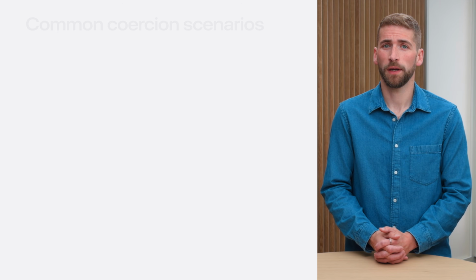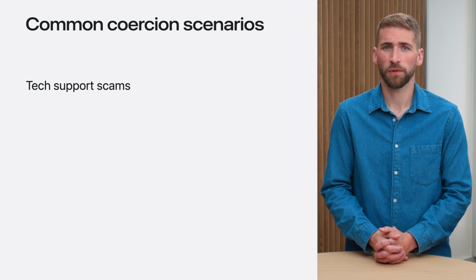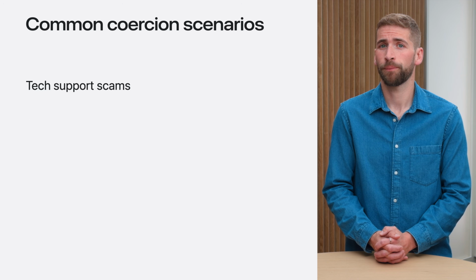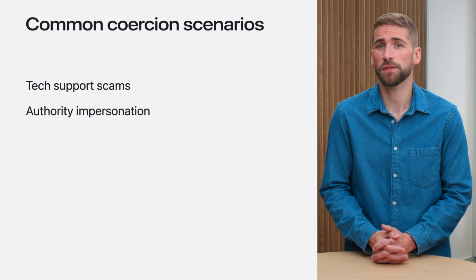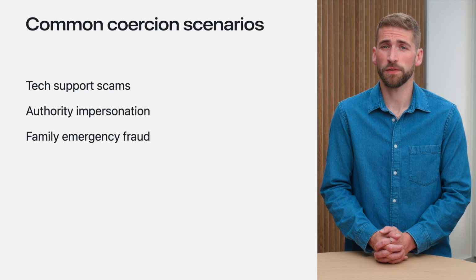Across the industry, and from partner feedback, several recurring coercion patterns stand out. Tech support scams, where fake alerts prompt remote access, deceiving the user into handing over control. Authority impersonation, posing as banks, government agencies, or law enforcement to collect sensitive information. And family emergency fraud, with urgent requests for money that exploit emotional bonds, increasingly using AI-generated deepfakes.